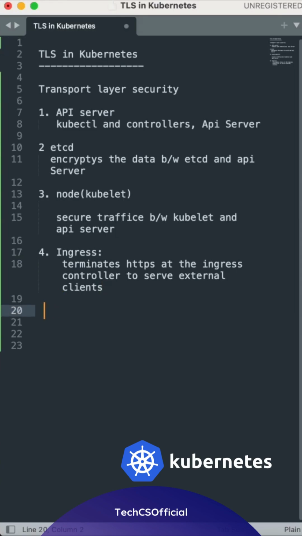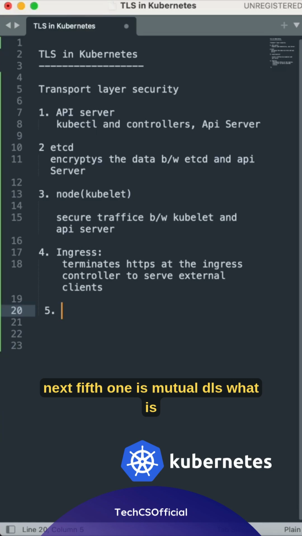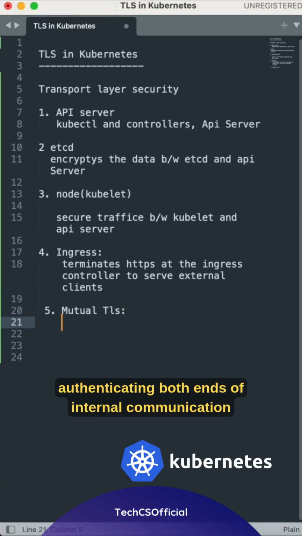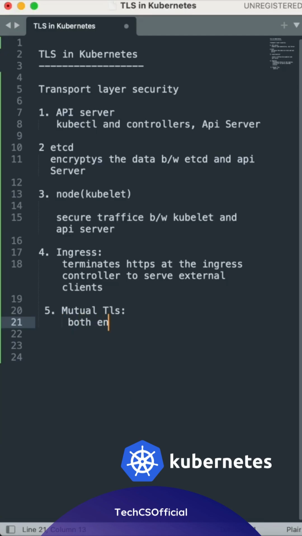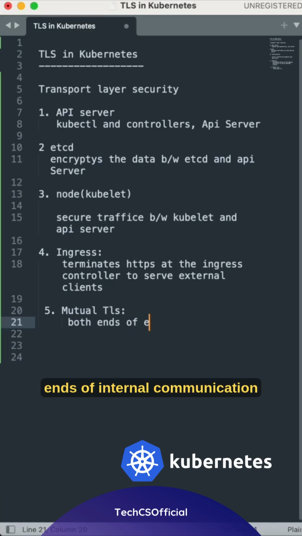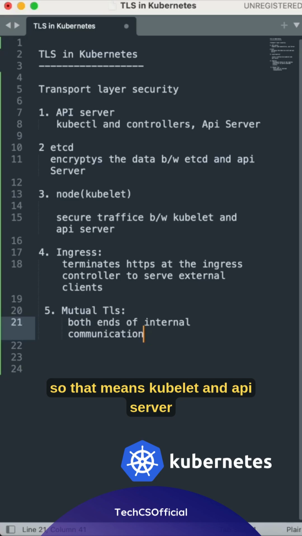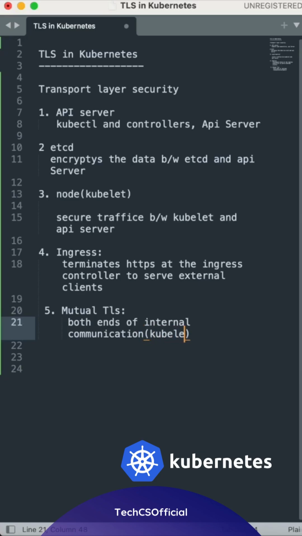Okay, so the next, fifth one is mutual TLS. What is mutual TLS? Mutual TLS is used for authenticating both ends of internal communication. That means the kubelet and the API server. So this is what TLS in Kubernetes is.